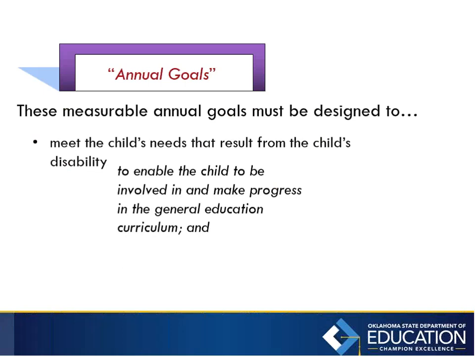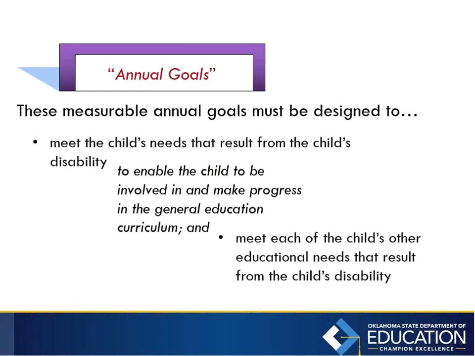These measurable annual goals must be designed to meet the child's needs that result from the child's disability. And I know, guys, you're saying, I know, Shawna, you keep saying this over and over. I want to make sure you really understand the importance of a measurable goal. It's to enable the child to be involved in and make progress in the general education curriculum. That's where we want our special ed students. We want them in the gen ed curriculum as much as possible. So what are we going to do as a team to make sure they have all the supports they need to be successful in the gen ed curriculum?